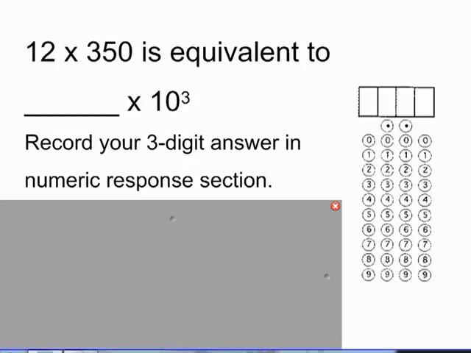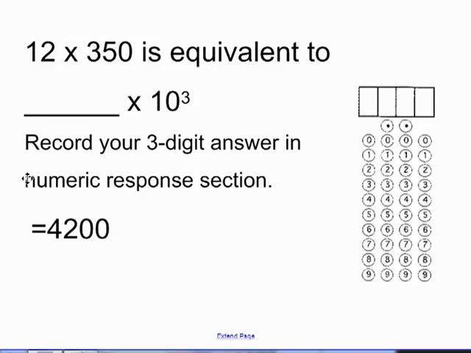For example, 12 times 350 is equivalent to blank times 10 to the power of 3. So we know that our answer is going to have an exponent of 10 to the power of 3. And if we calculate 12 times 350, we get an answer of 4,200. So our first step is to put this into scientific notation. So if we move our decimal 1, 2, 3 spaces to the left, we get 4.200 times 10 to the power of 3.